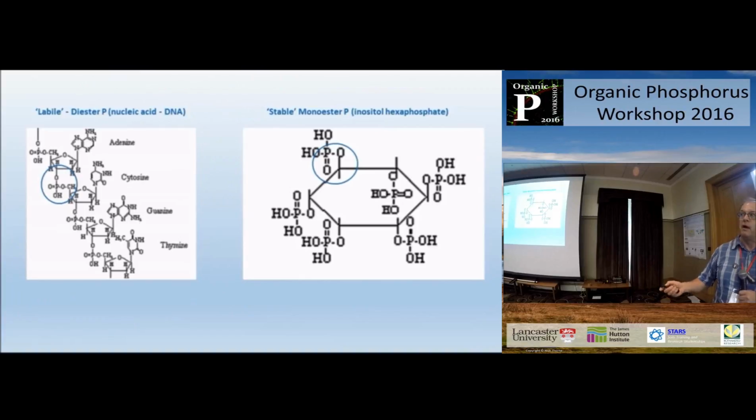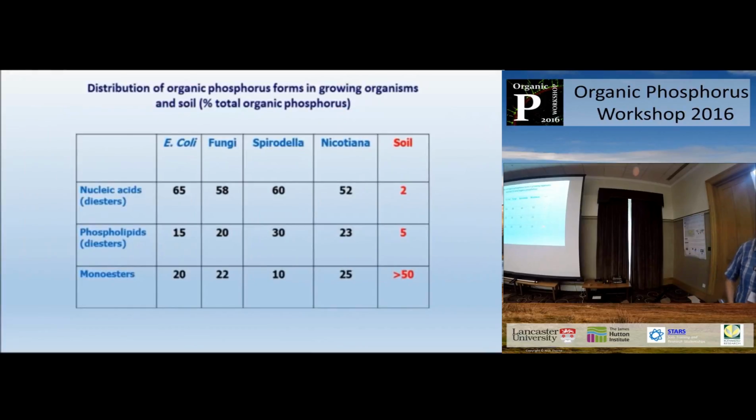There's the labile stuff, which is a diester, where the phosphorus is connected to carbon chains by two links, and this is a nucleic acid, and this is monoester inositol hexaphosphate. The idea was that this is labile and this is relatively stable in soil. And where they get that from, going back a little way, is that if you look at bacteria, fungi, plants, the sources of organic phosphorus coming into a soil and a sediment, you'll see that upwards of 80% is actually diesters, and only 20% is monoesters.